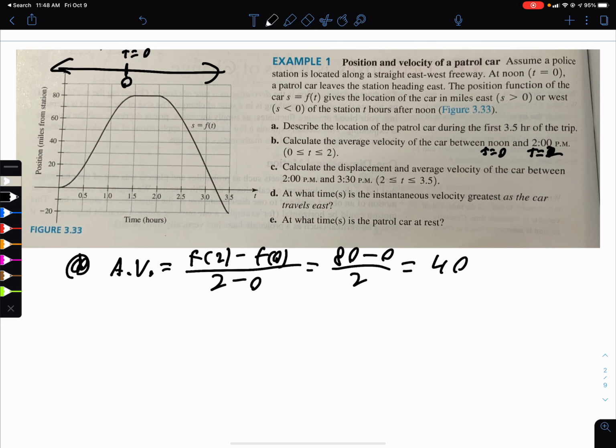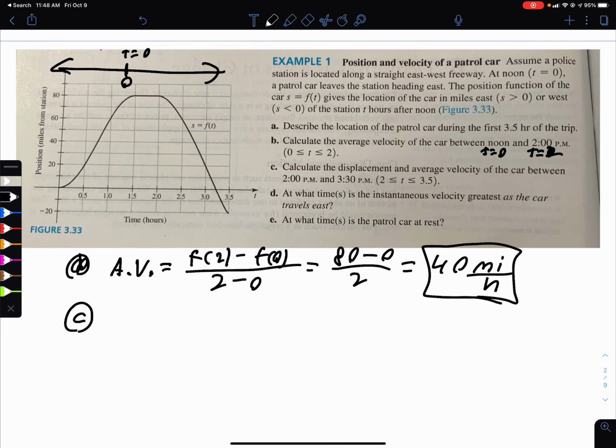So that'll be 40, and the units are miles per hour. So the average velocity for the first 2 hours is 40 miles per hour. Part C. Calculate the displacement and average velocity of the car between 2 to 3:30.